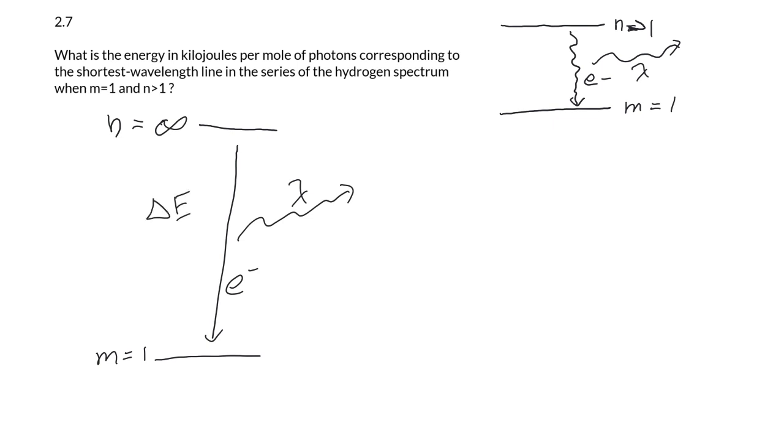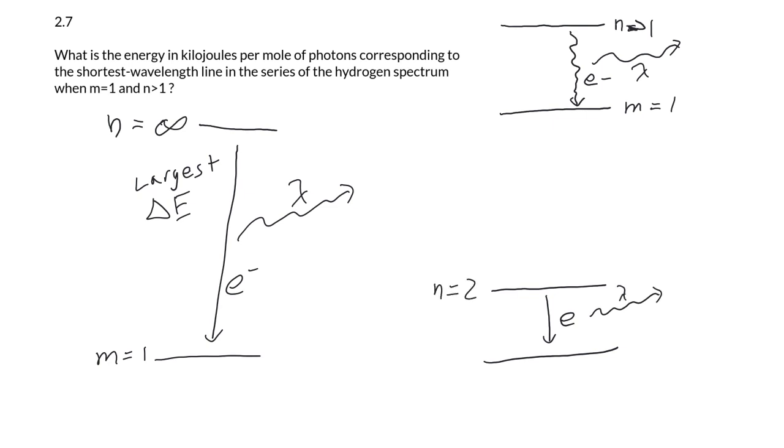Because that's going to be your largest difference in energy, if you're infinitely far away from the first level. Or you're going to have your smallest difference in energy where n is equal to 2 and m is equal to 1. That's going to be your smallest difference in energy possible if we're falling to the first energy level each time.